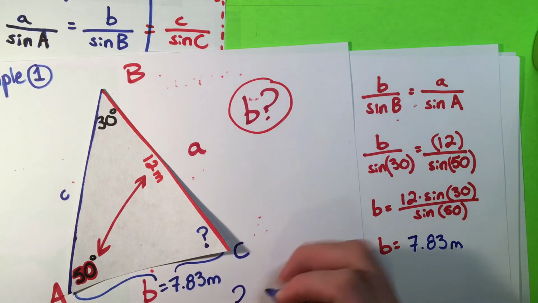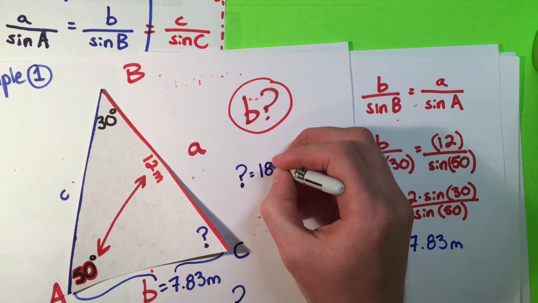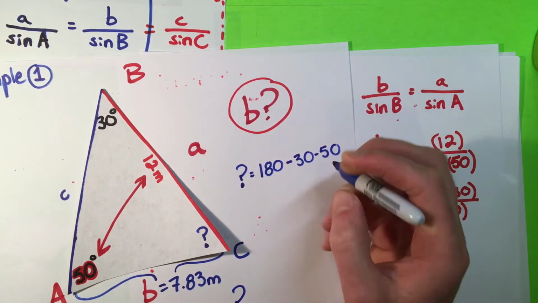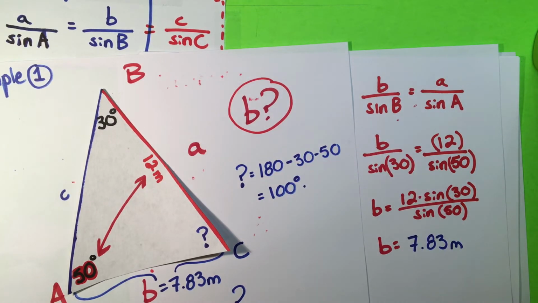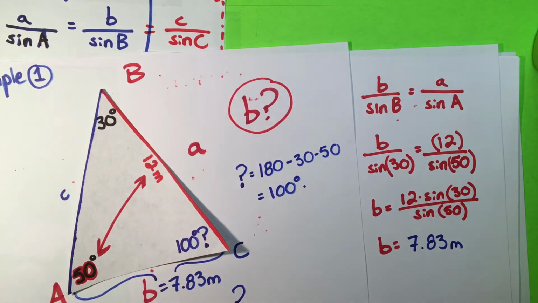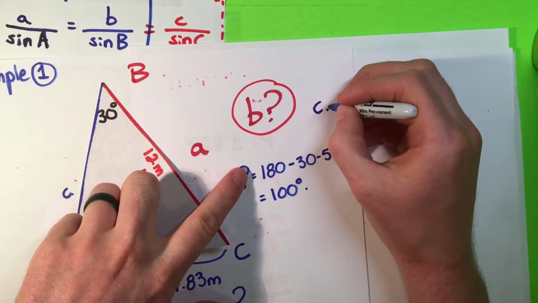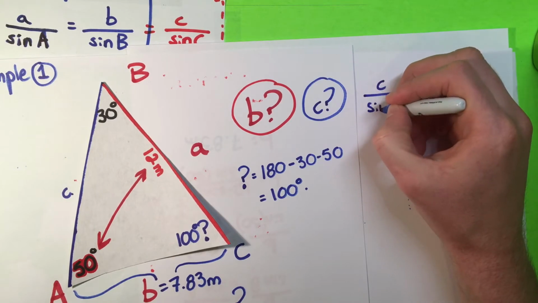Since we already have two angles, 50 degrees and 30 degrees, we know we can find the third one. All three angles have to add to 180 degrees. So we're going to go 180 minus 30 minus 50, and that'll give us our third angle. So we get 100 degrees for big C. Now we can see that we have the angle across from little c. So let's use sine law to solve for little c. It's going to be the same way as we did it before. It's c over sine C equals a over sine A. Note that the same letters are on the same side.